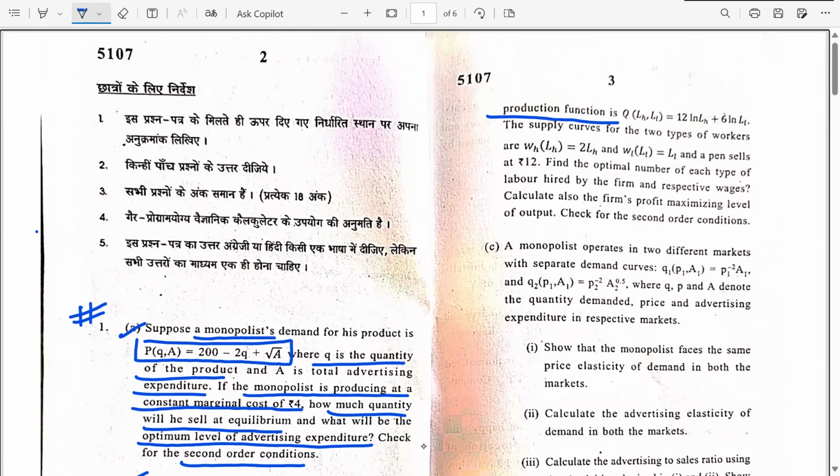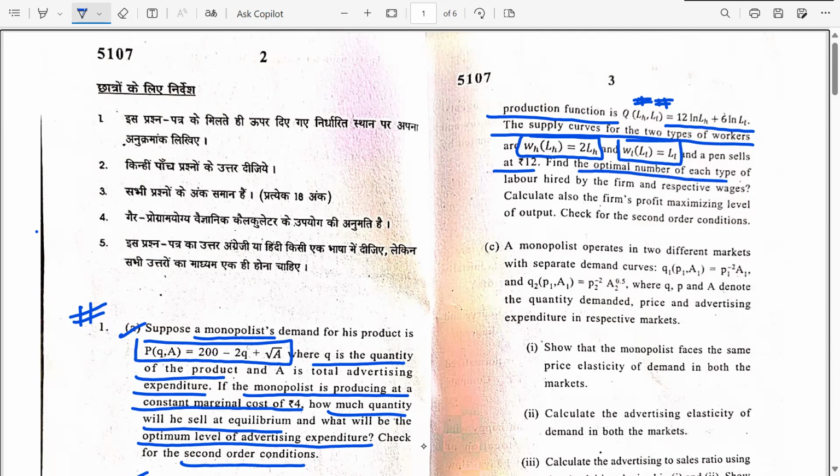Q as a function of high skilled workers and low skilled workers is 12 ln LH plus 6 ln LL. ln denotes the natural log, we all know. Supply curves for the two types of workers are as follows. This is the supply curve for high skilled workers. This is the supply curve for low skilled workers. And we are given that the pens are selling in the market for 12 rupees. Pens is the final output produced by the factory. It sells for 12 rupees.